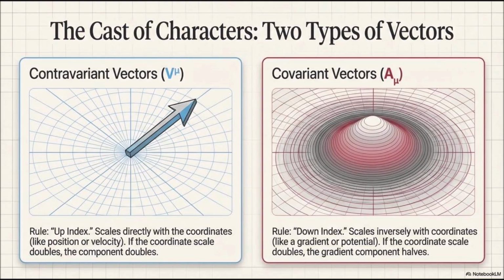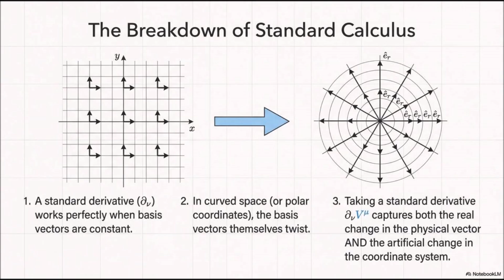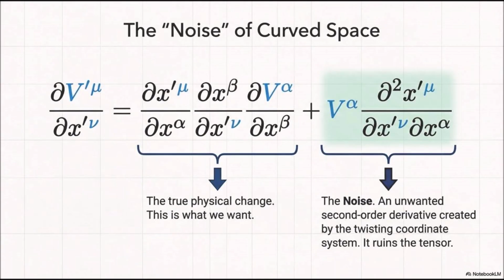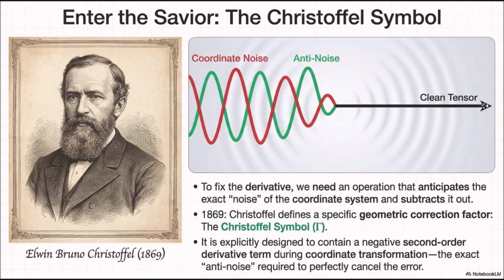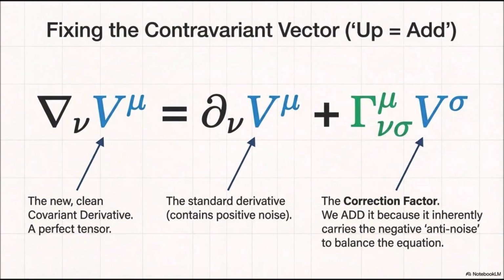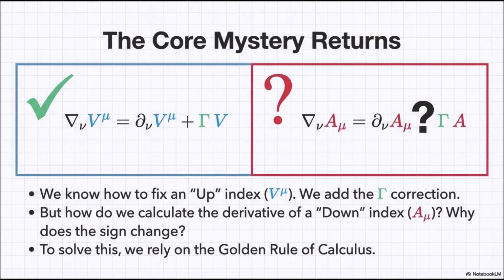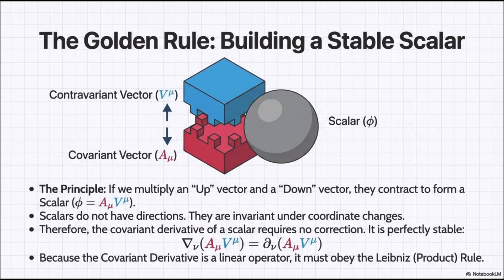Let's initiate the sequence. We start by looking at the absolute simplest mathematical object possible, a scalar, which has no indices at all. The scalar derivative nabla mu of phi equals the partial derivative with respect to x mu of phi. Right. Let's think about why this is. A scalar is just a pure number at a point in space, like temperature. 72 degrees. It doesn't point anywhere. It doesn't stretch or shrink. Because it has no direction, it doesn't care if the underlying grid twists or accelerates. Therefore, its covariant derivative, nabla, is exactly the same as its ordinary standard derivative. There is no coordinate noise to correct. So no Christoffel symbol is needed. That is our foundational axiom.